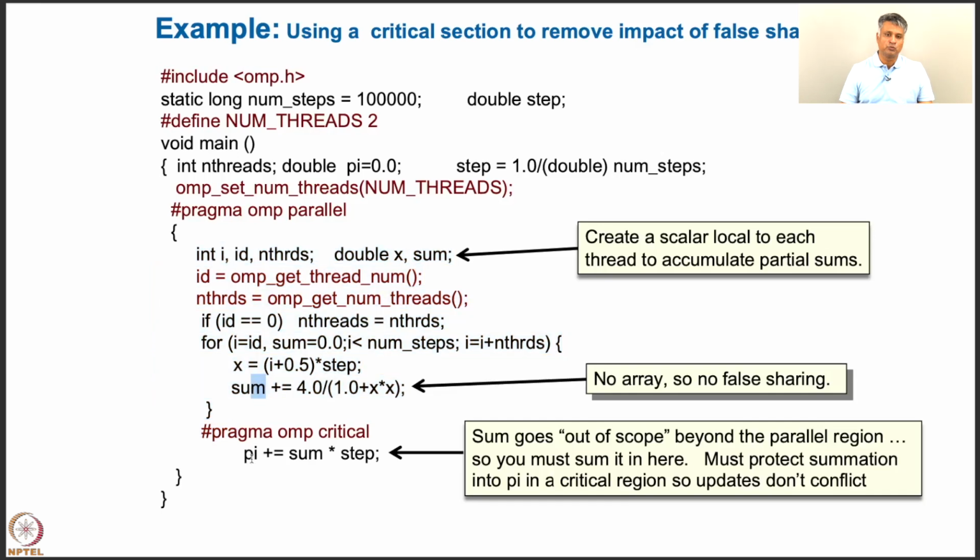Their respective sums will be added into pi one by one. Only one thread will be allowed to modify the variable pi at one time. Which thread? It depends on which thread reaches this first. Let us say thread 0 is the first one to reach this line. Then thread 0 will go and add its local sum to pi.